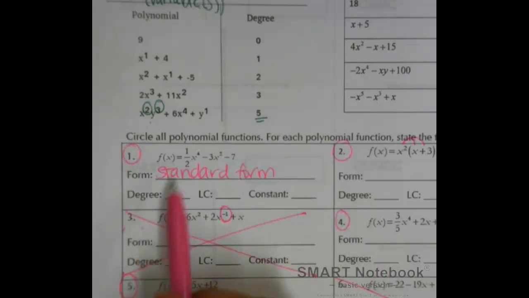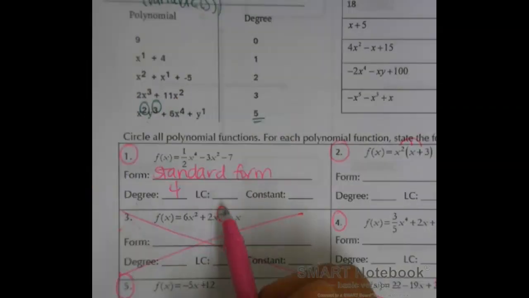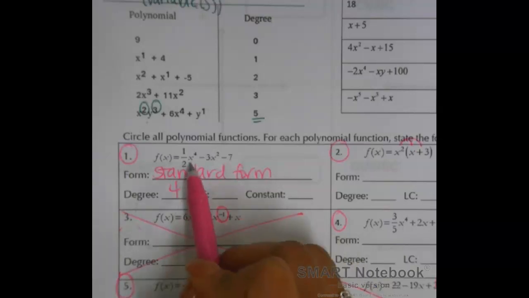What's the degree for this entire polynomial, Elizabeth? What's the degree for this entire polynomial? What number? 4. Next question. What's the leading coefficient for this, Elizabeth? What's the leading coefficient for number 1? Look at the number in front of the x to the 4th power. What's the leading coefficient? 1/2.